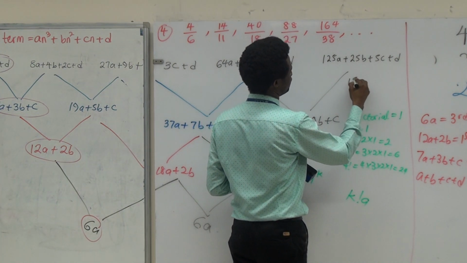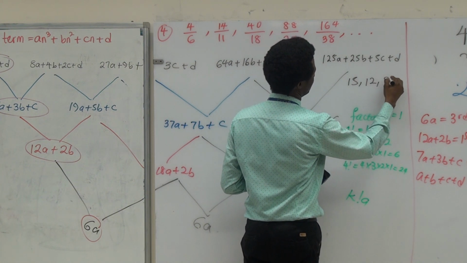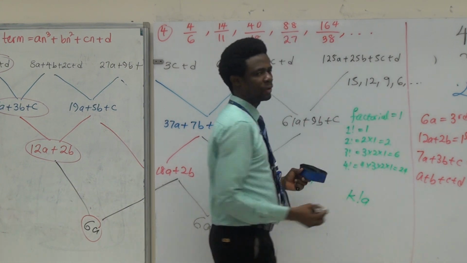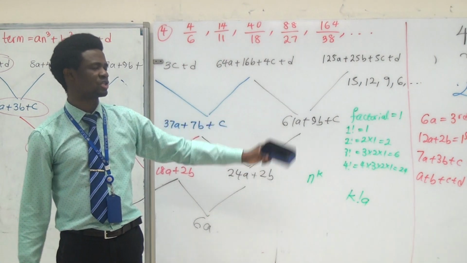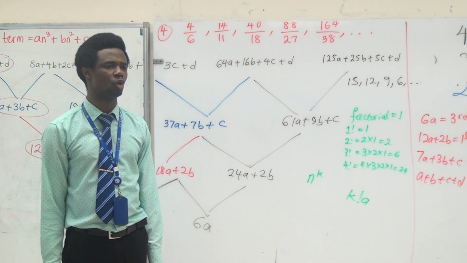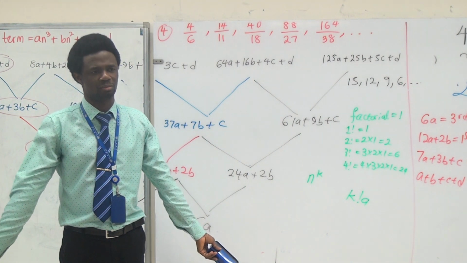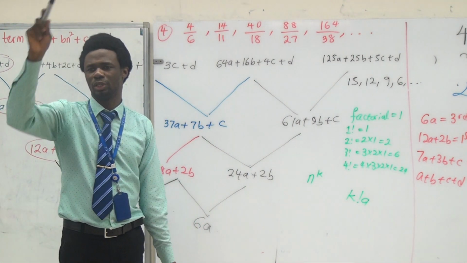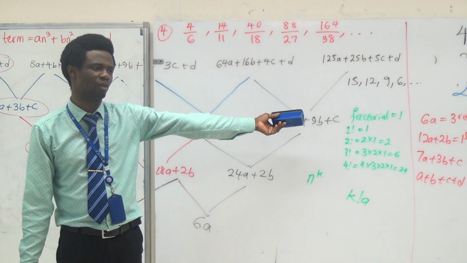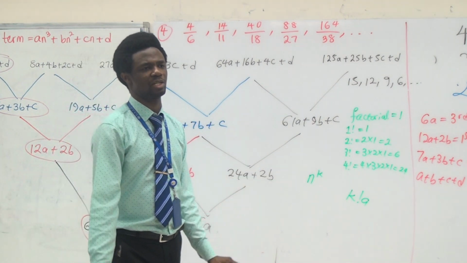If you have 15, 12, 9, 6, without doing anything, you could see that this is determined by what? The rule. Minus 3. So you don't have to do the difference pattern, but we could see clearly from here. That's how you know this is a linear sequence.